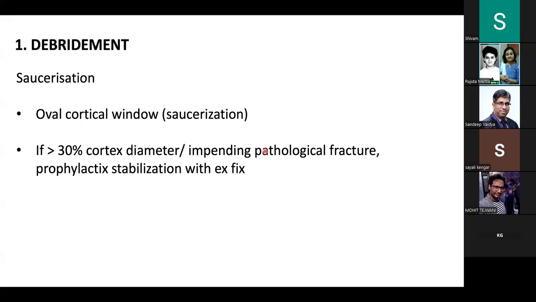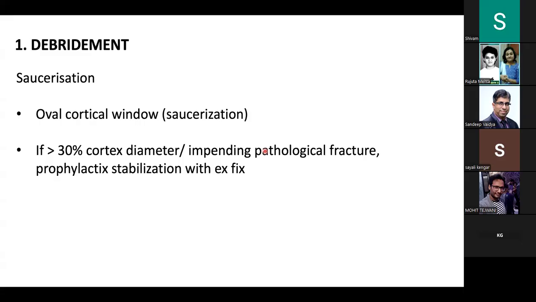Now, a few more tips regarding debridement, particularly saucerization. As I mentioned, you make a hole in the involucrum through which you take out the sequestrum. It is recommended that the saucerization, the cortical window that you prepare, should be oval rather than rectangular, because the rectangular sharp edges make the bone more prone to pathological fracture. So try to make your cortical window oval rather than rectangular.